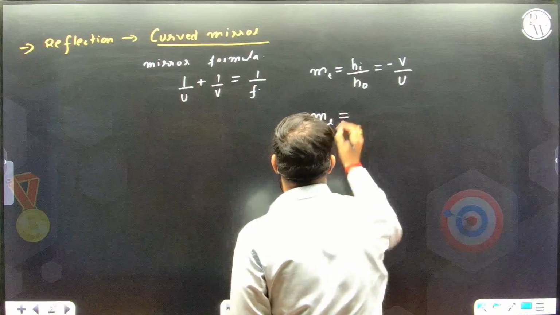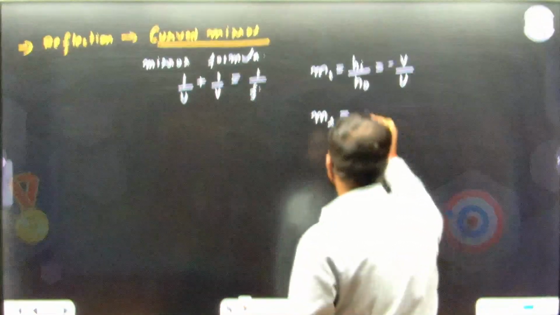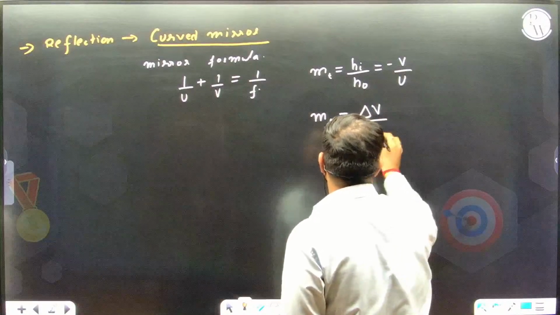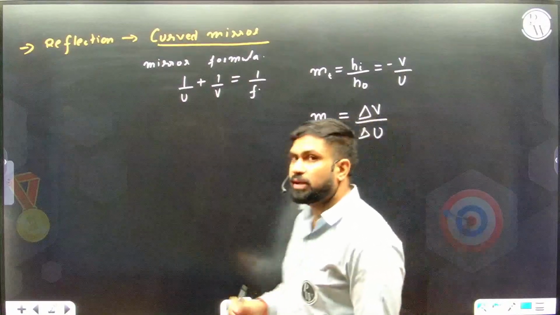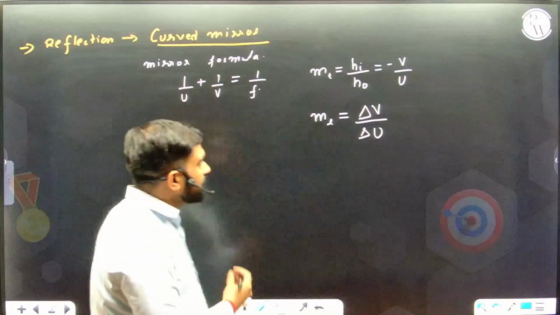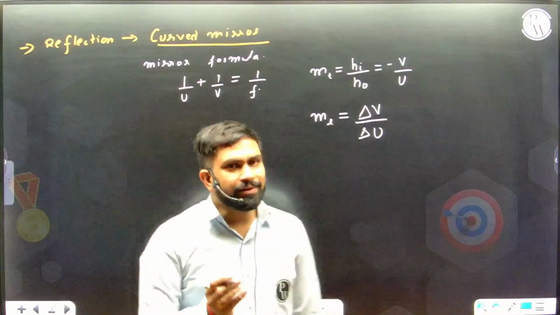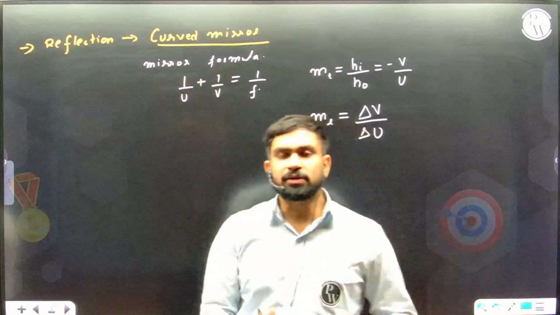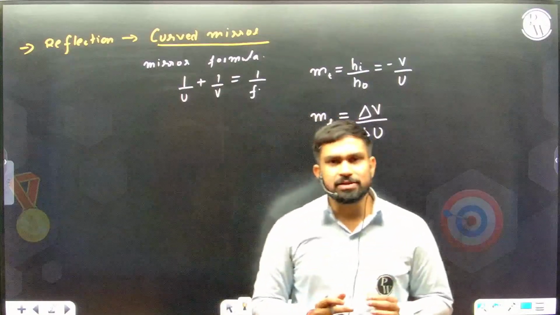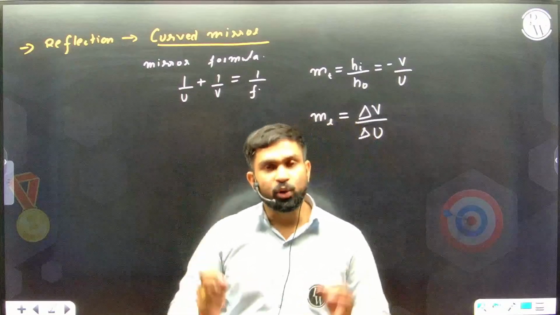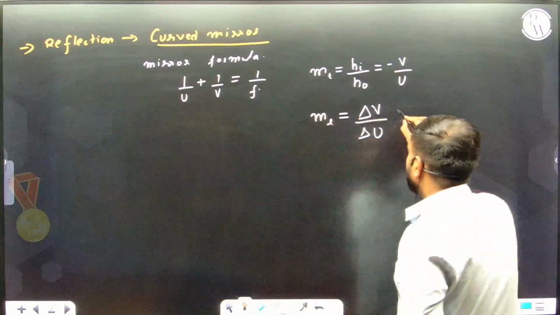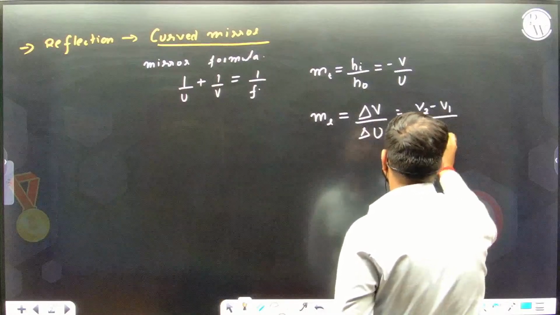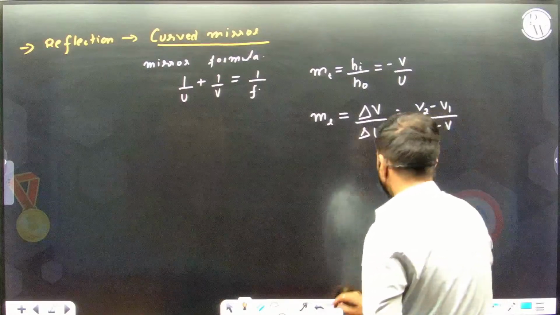Longitudinal magnification deals with the length of the object. I can write it as the length of the image, delta v, upon the length of the object, delta u. Now, for the length of the object, let's say an object is nothing but the composition of different points, out of which I'll check the starting point and the end point. So I can write this as v2 minus v1 upon u2 minus u1.